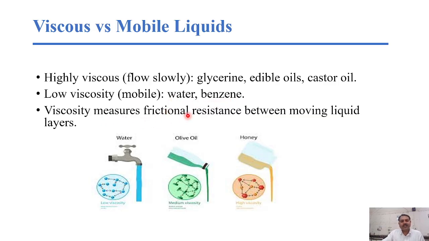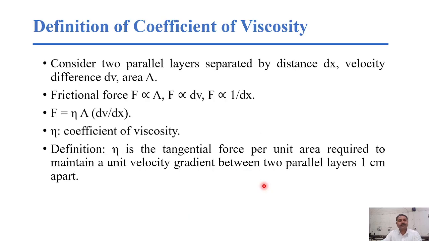So viscosity measures the frictional resistance between the moving liquid layers. So these are the figures with increasing viscousness. Water is less viscous, therefore it is more mobile. Olive oil is medium viscous, and the honey is highly viscous liquid. So we have observed these examples in our daily life, that honey is highly viscous liquid which moves very slowly.